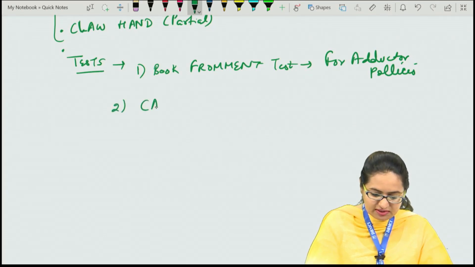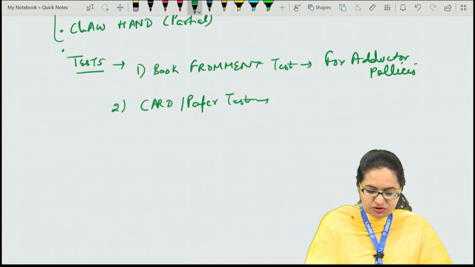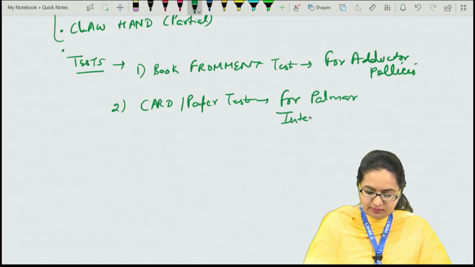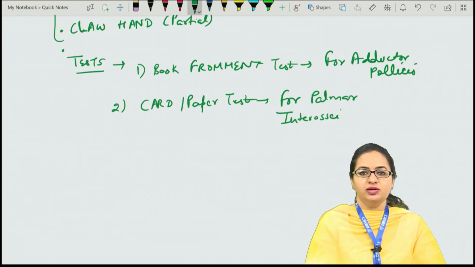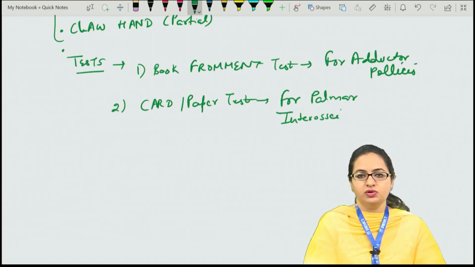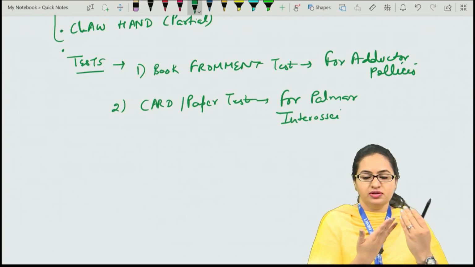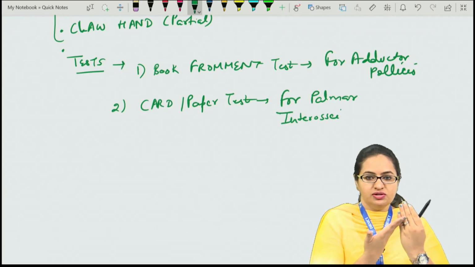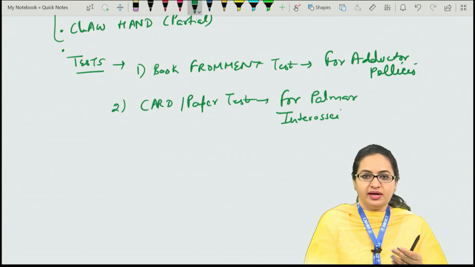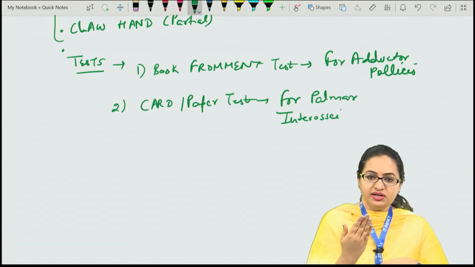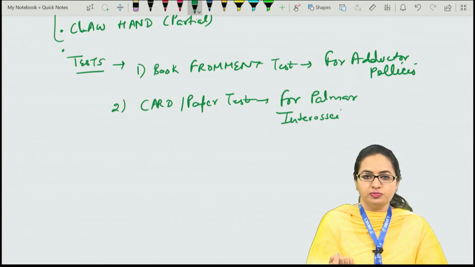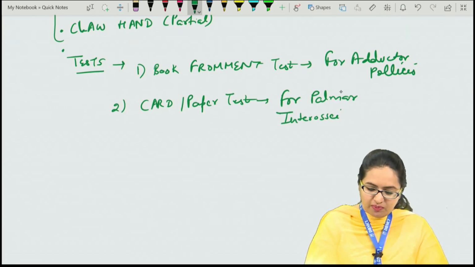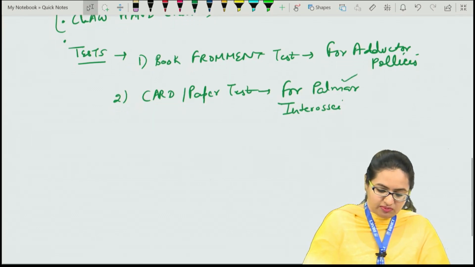Next test is the card test or the paper test. It is for the palmar interossei. The palmar interossei actually help in the adduction of the fingers. So we put the paper in between the fingers and we try to pull the paper like this. When you try to pull the paper and you ask the person to adduct the fingers, if the adduction is weak, you will be able to pull out the paper very easily. So we can check the palmar interossei by this, which are basically supplied by the ulnar nerve.